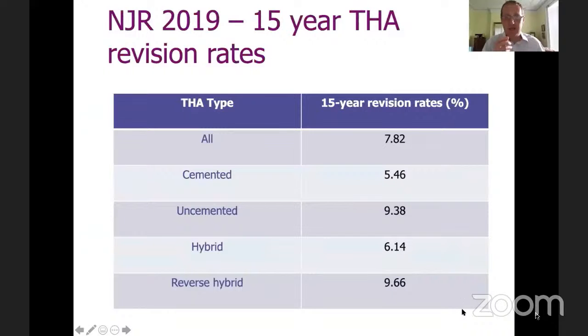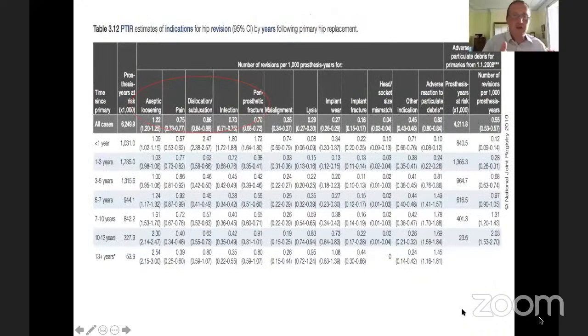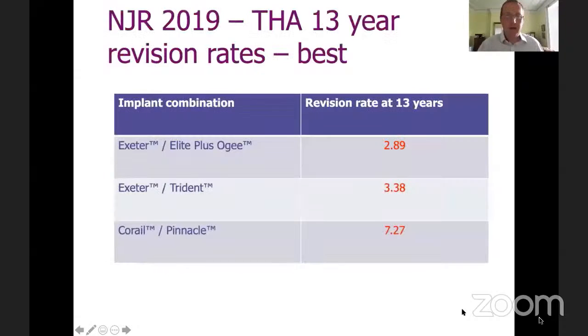If we look at our 15-year revision rates from the National Joint Registry, we see that the best results are for fully cemented at 5.46%, followed by hybrid. It seems that the cemented stem is protective. And that's with the registry showing the most common indications for revision, as you would see in any mature practice: aseptic loosening being the greatest, then a mixture of instability and infection at roughly 12 to 13%, and then an increasing workload of periprosthetic fractures as our population becomes more elderly.